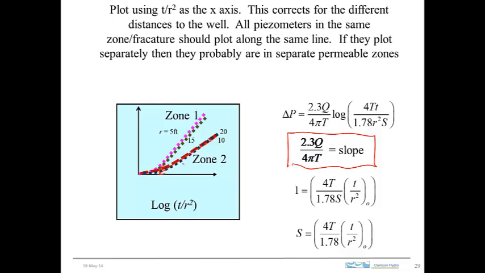Well, when we have the data plotted up like this as t over r squared, then we simply get the intercept here, and that intercept is t over r squared sub 0, that thing right there. And then we have just a modification of the Jacob analysis shown right here. We substitute in the value that we get from the plot, do the calculation, and that gives us the apparent storativity for that particular zone.